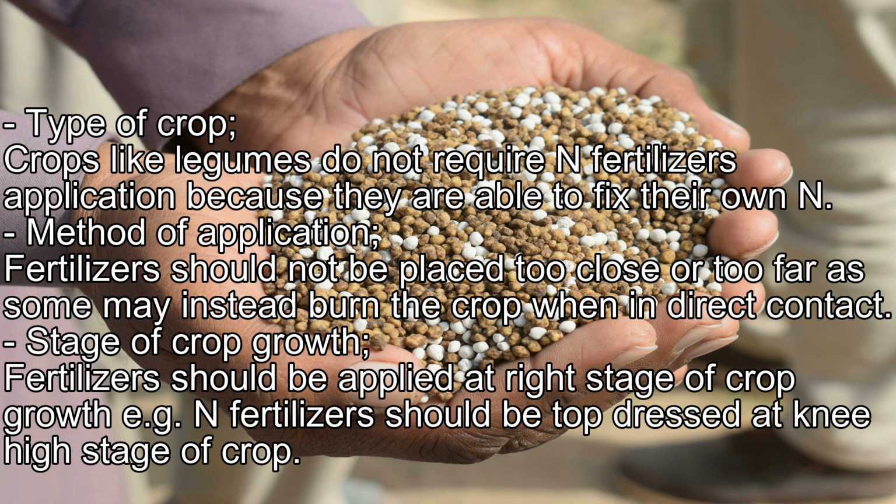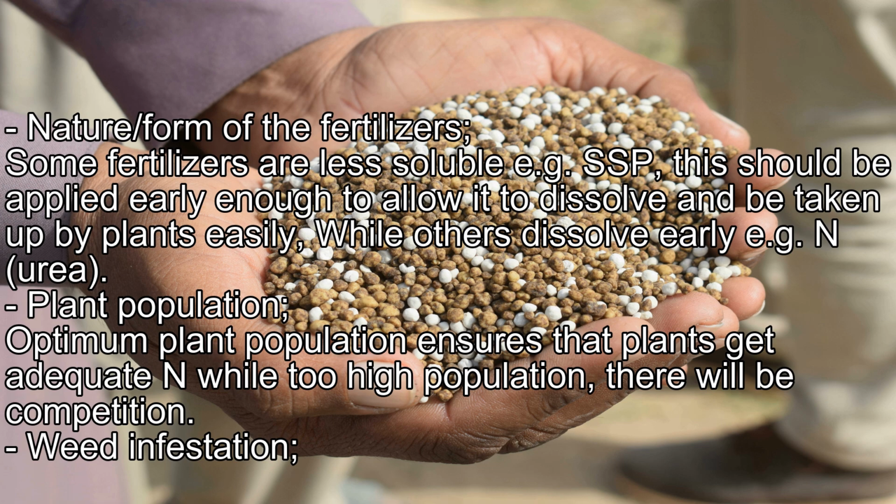Stage of crop growth. Fertilizers should be applied at the right stage of crop growth, e.g. N fertilizers should be top dressed at knee high stage of the crop. Nature/form of the fertilizers. Some fertilizers are less soluble, e.g. SSP, that should be applied early enough to allow it to dissolve and be taken up by plants easily, while others dissolve easily, e.g. N, urea. Plant population. Optimum plant population ensures that plants get adequate N, while with too high a population, there will be competition. Weed infestation.